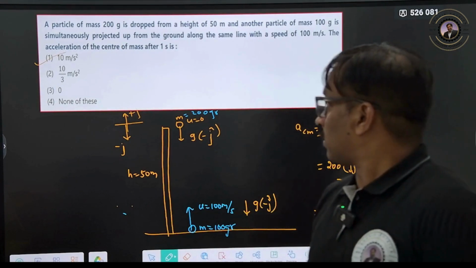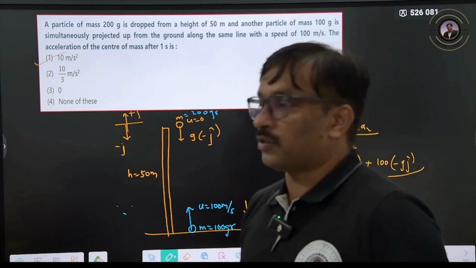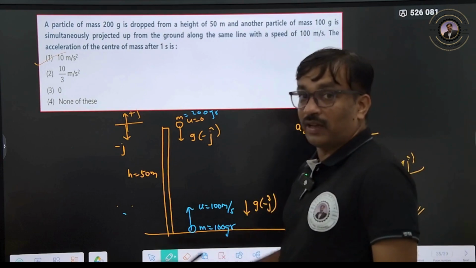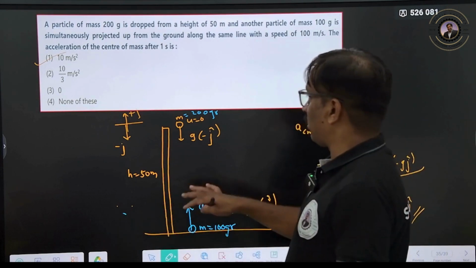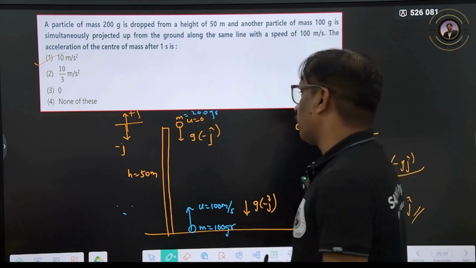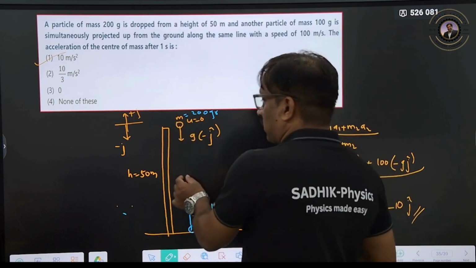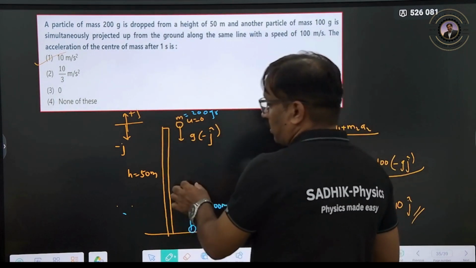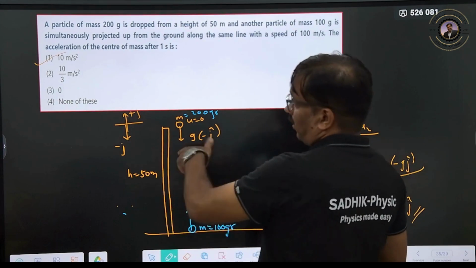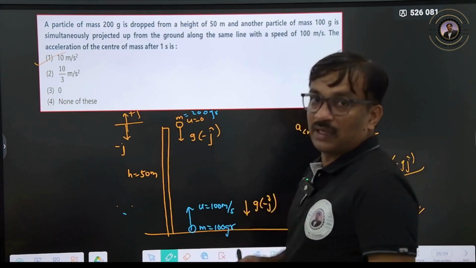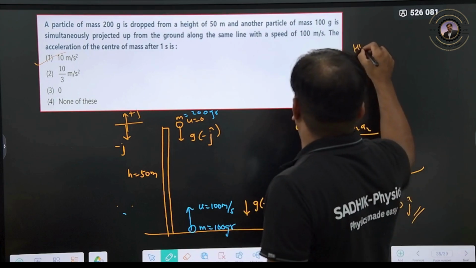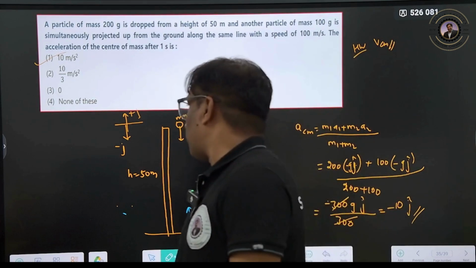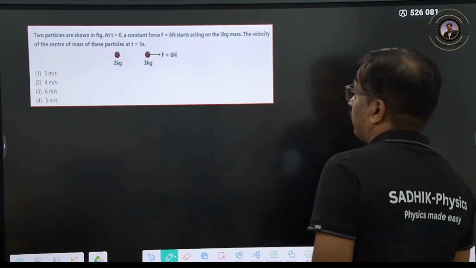Clear? In this way, you can calculate it. It does not depend on the time. If they are asking the velocity of the center of mass, then it will be a different one, because you have to calculate the velocity after a certain time, after 1 second. Then you can calculate the velocity of your center of mass. So, as homework, you try to calculate the velocity of your center of mass. Clear? So, now let us see.